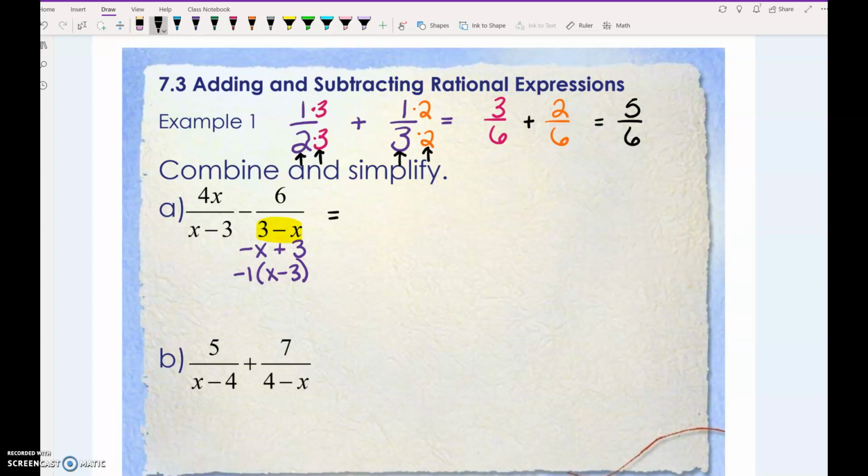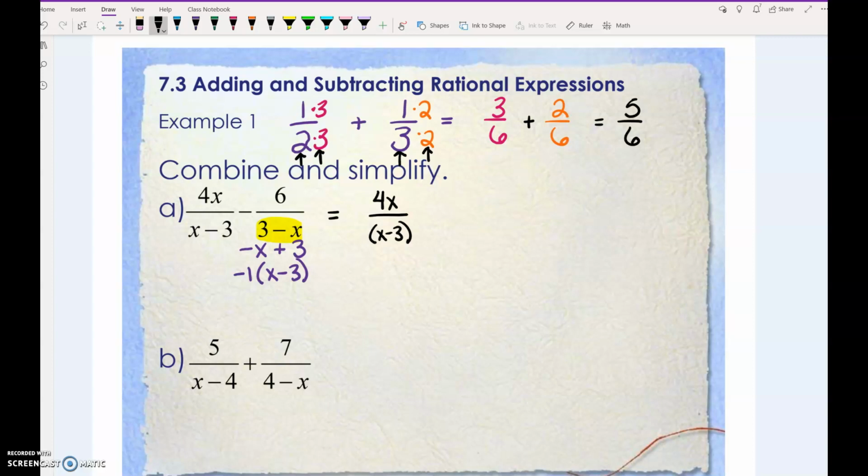Okay, typically I start these problems by rewriting. When you rewrite it, factor anything that can be factored, and then space it out so you have room to work. So our first fraction is 4x over, we can't factor x minus 3 anymore, so it's a factor of x minus 3.